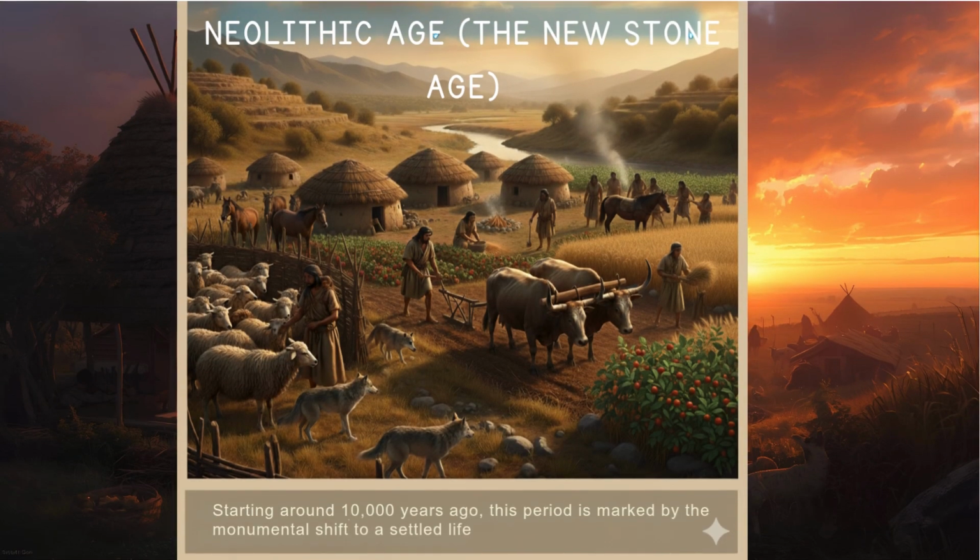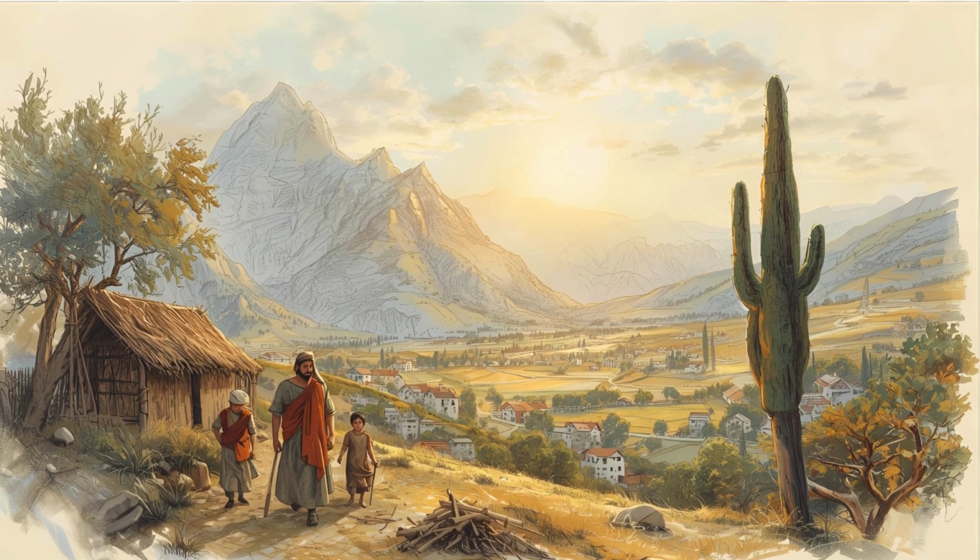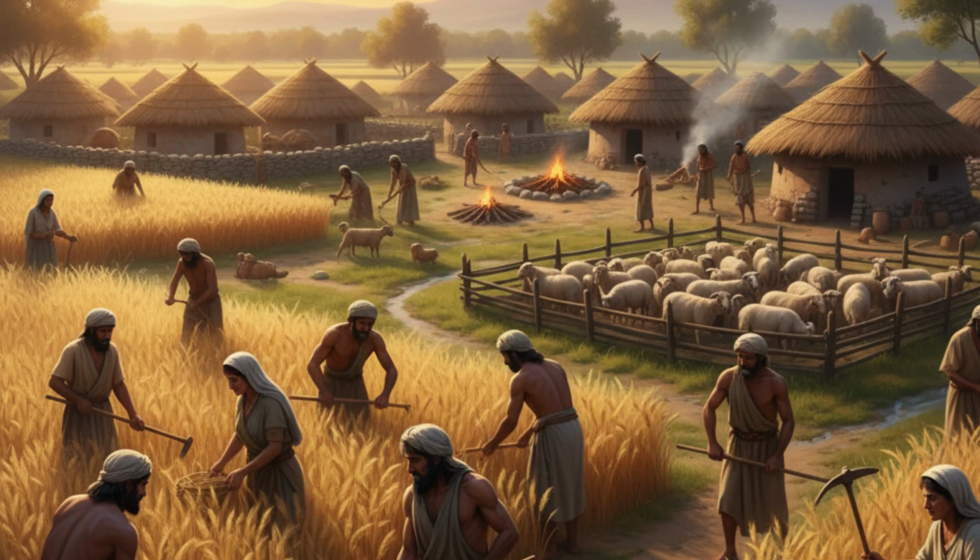Neolithic Age, the New Stone Age. Starting around 10,000 years ago, this period is marked by the monumental shift to a settled life. It's often called the Neolithic Revolution. The birth of agriculture.